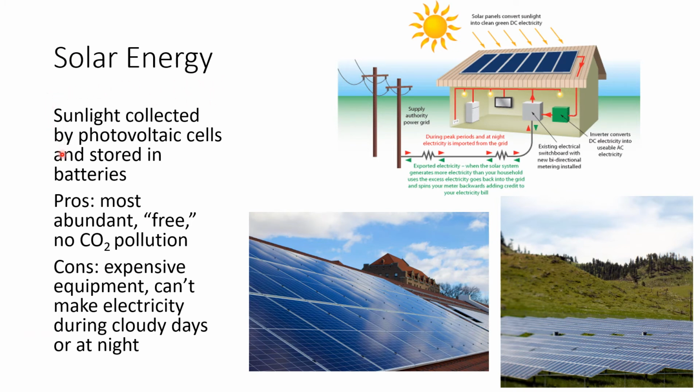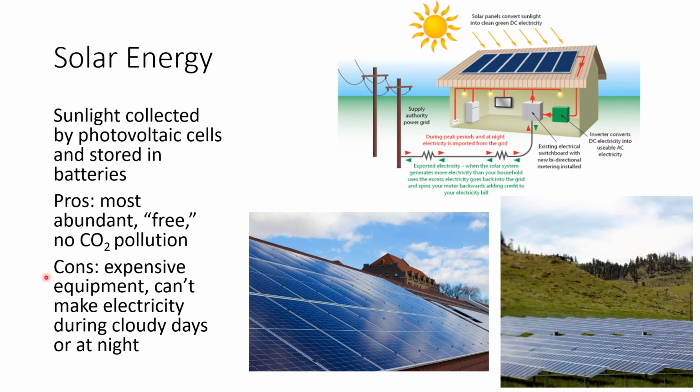This is when you've got sunlight collected by what's called photovoltaic cells, which are like the solar panels that you see on roofs, and then that energy is converted into a form of electricity that we can use in our houses. And it is stored in batteries for later use. Pros of this are that it's very abundant. There's a ton of radiation coming from the sun all the time. It's free. Nobody owns the sunlight. You don't have to pay anybody for the sunlight. And there's no carbon dioxide pollution associated with this at all.